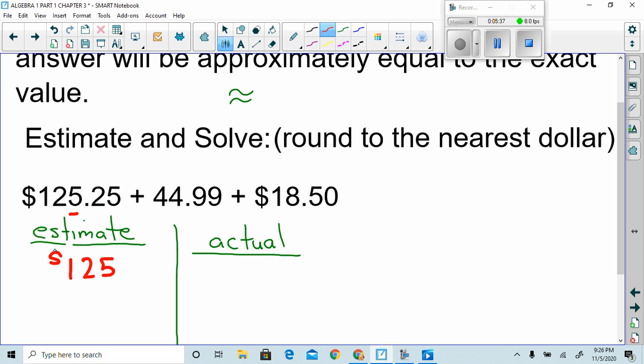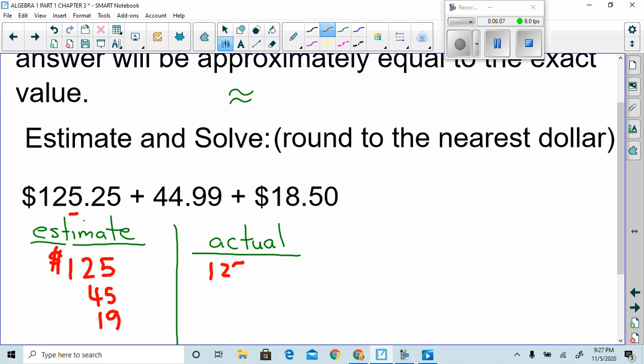This would be $125. The second one, rounding to the nearest dollar, this 9 tells me to round up. It will be approximately $45. And I look to $18.50. This 5 tells me to round it up to 19. I'm then going to get the sum of that, and then while we're at it, I want to stop and take the sum of the actual, and then we are going to compare the two.